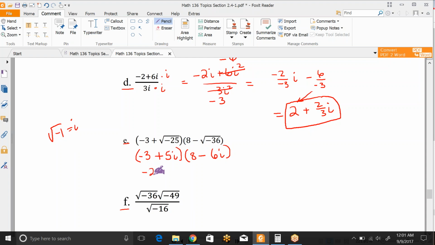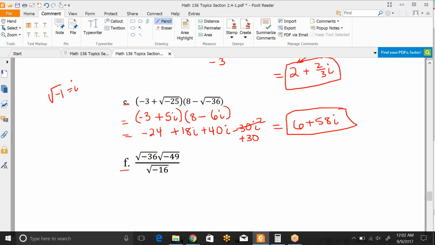This is negative 24, and then positive 18i, positive 40i, and then negative 30i squared, which we know will change to plus 30. My real numbers are a negative 24 and a positive 30, so that would be 6, and 18 plus 40i would be 58i.